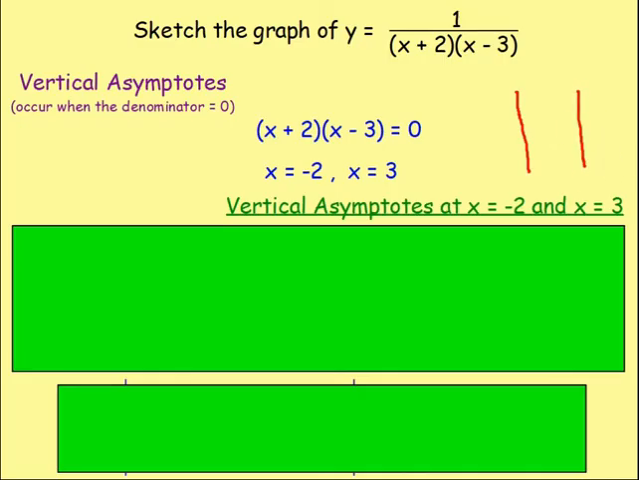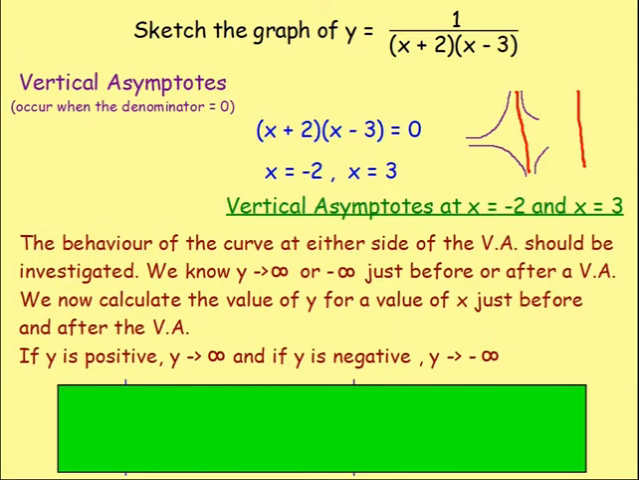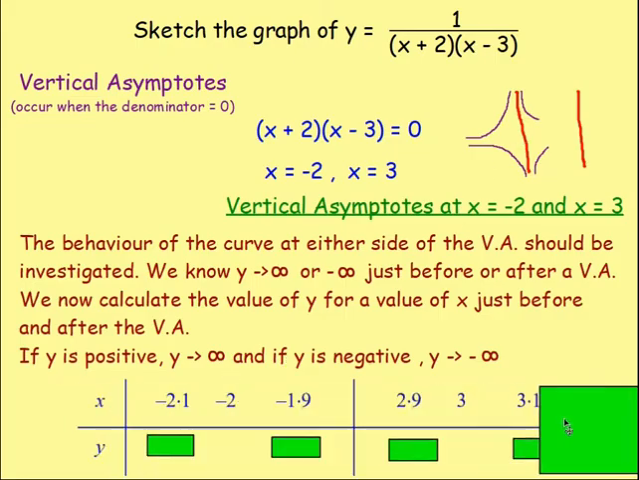What we need to do though is think about the graph, because the graph is going to either approach positive infinity or approach negative infinity. Again, on the other side of this asymptote it is either going to come from positive infinity or from negative infinity. And the way you work that out is you take a value just before and just after the vertical asymptotes.